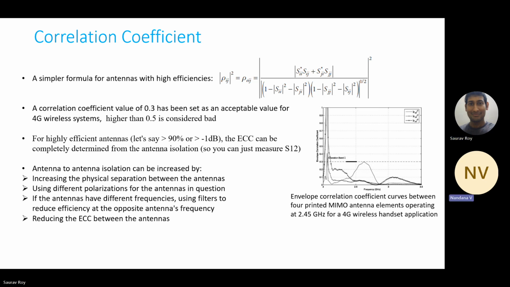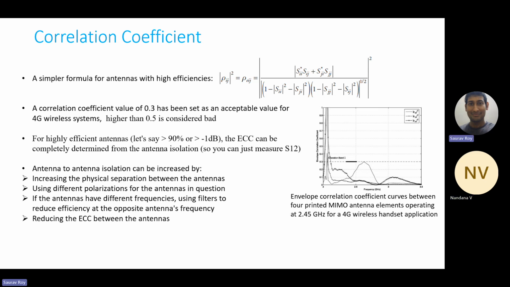Okay. And you see this plot here. This plot shows ECC, the envelope correlation, on the y-axis and frequency on the x-axis, so it changes with frequency also. It shows the ECC between 4 printed antennas. If you have 4 defined antennas, this is how the plot will look. All of this reduces with frequency. That is what you see, right? At lower frequency it is very high and then it reduces.